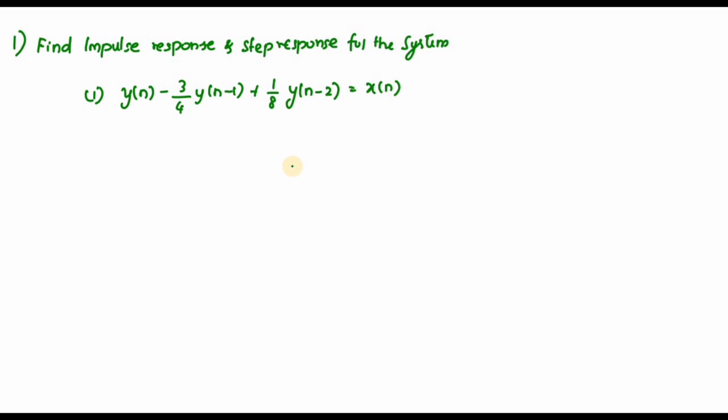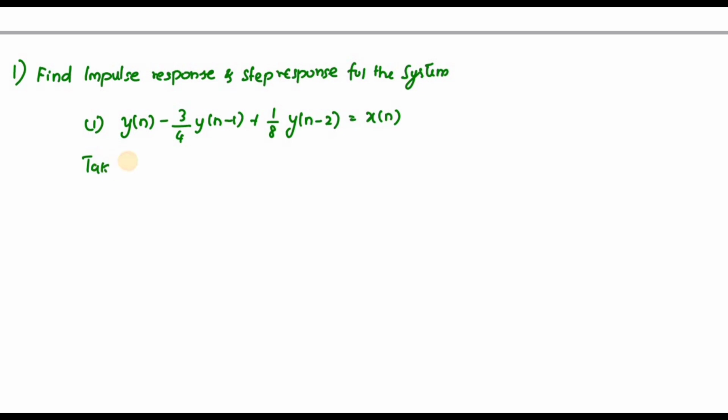So in this video, based on Z transform, we are going to find the impulse response of the system for the following: y(n) minus 3/4 y(n minus 1) plus 1/8 y(n minus 2) is equal to x(n). So if I take the Z transform for this function, you will get Y(z).